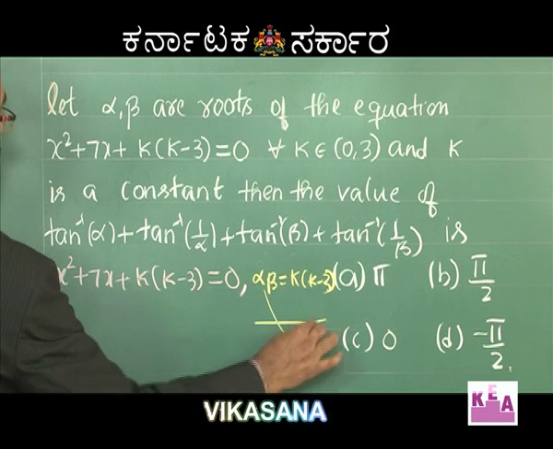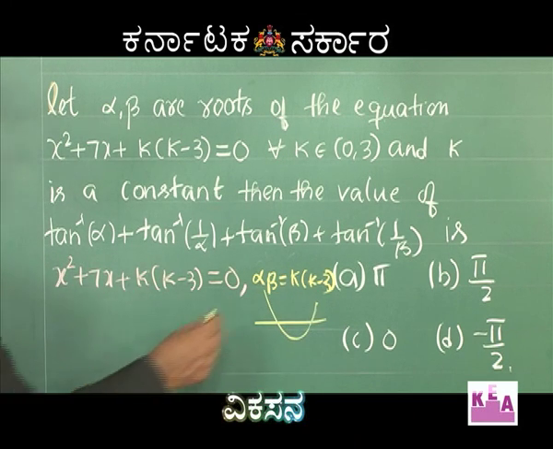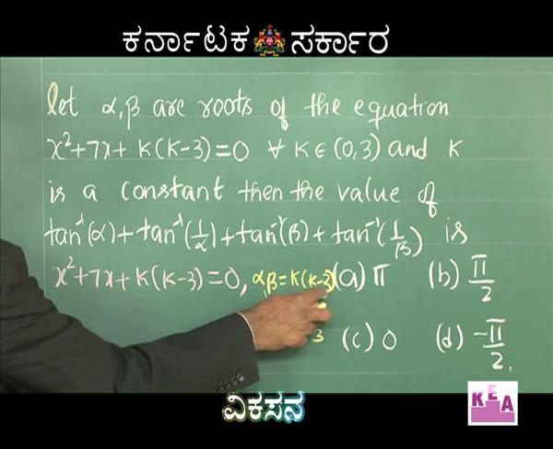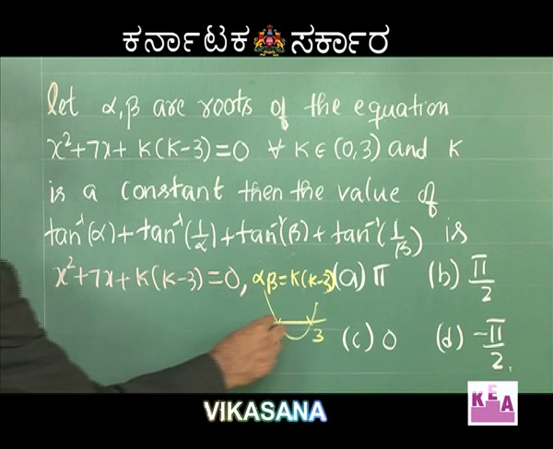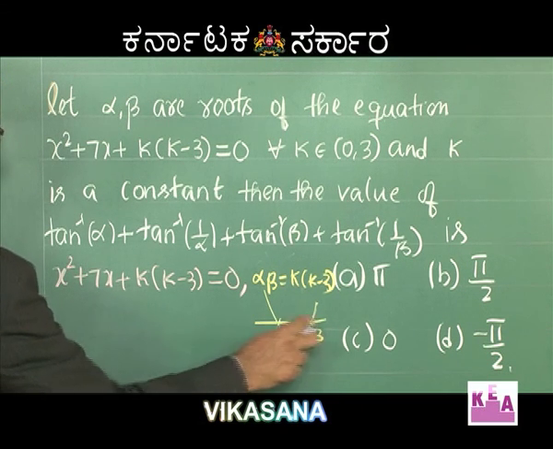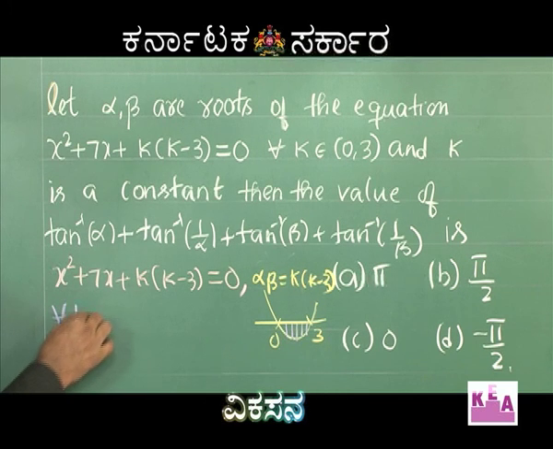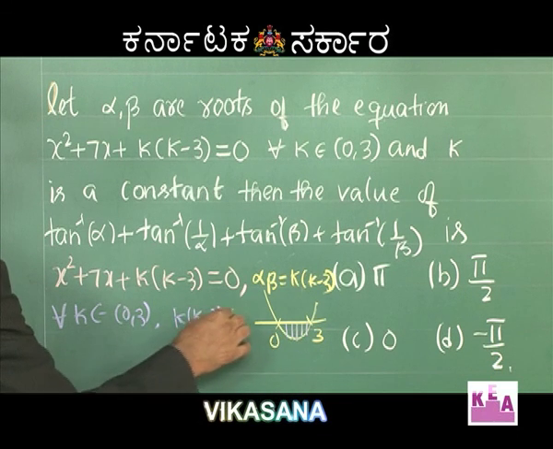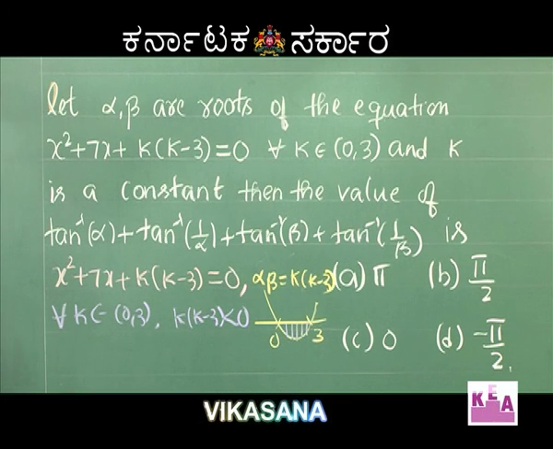Do you agree with me? I have taught you this in the quadratic chapter. This is 0 and this is 3. K into k minus 3 is a negative quantity. See here, for all k belongs to (0, 3), k into k minus 3 is clearly negative. Very, very important information this is, dear students.